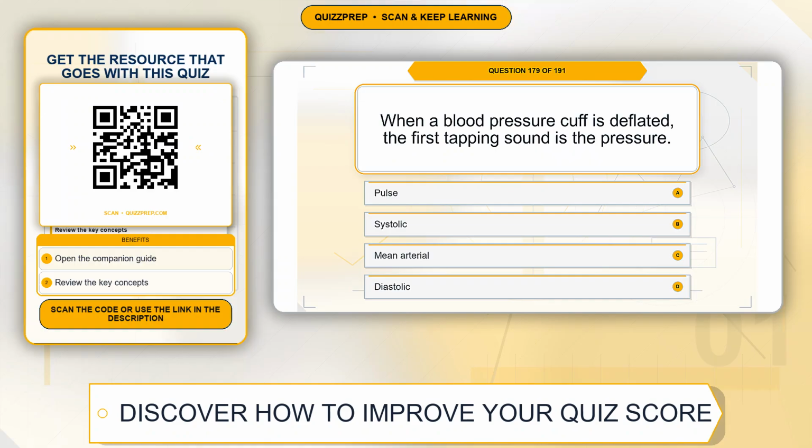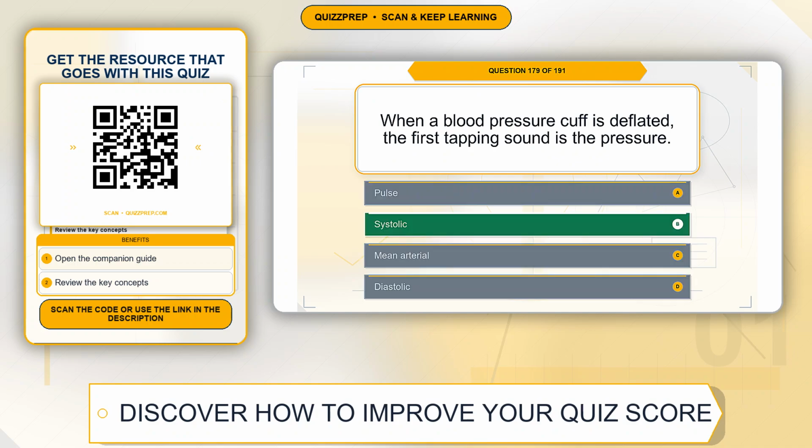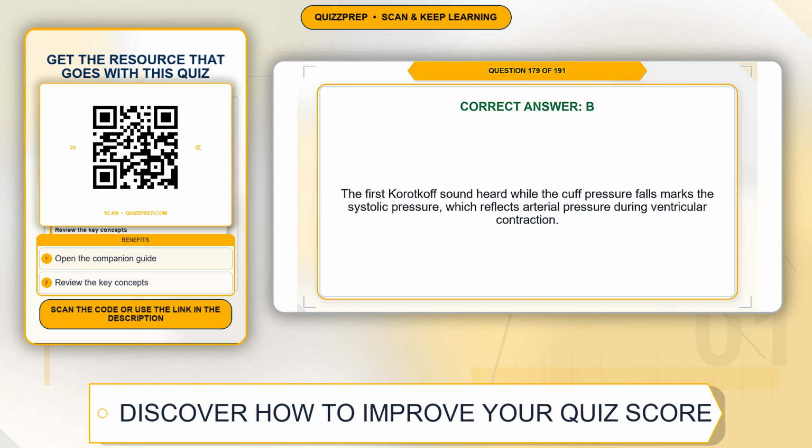Question 179. When a blood pressure cuff is deflated, the first tapping sound is the pressure. Option A, pulse. Option B, systolic. Option C, mean arterial. Option D, diastolic. The correct answer is option B, systolic. Explanation. The first Korotkoff sound heard while the cuff pressure falls marks the systolic pressure, which reflects arterial pressure during ventricular contraction.